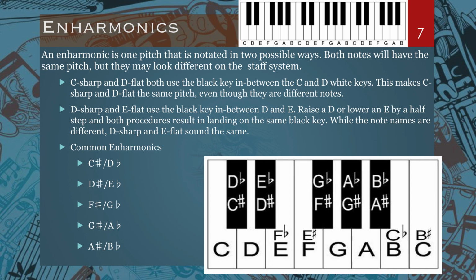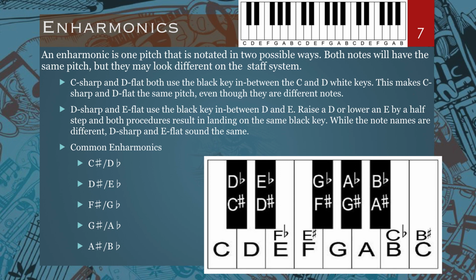And we have all of the most common enharmonics that you need to know in this class written below. So you've got 1, 2, 3, 4, 5, 6, 7, 8, 9 enharmonics to memorize. So this is something that you need to memorize. Make sure you do, so that when we get into some of the more advanced topics, it'll be easier for you to understand this.